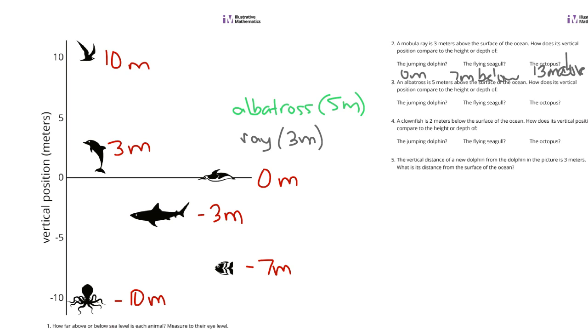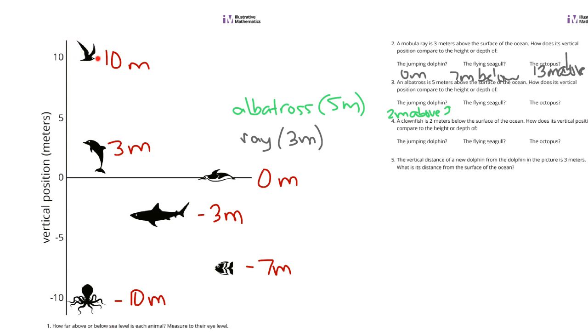How does its vertical position compare to the height of the jumping dolphin? Well, the jumping dolphin is below it, is it not? Jumping dolphin's here at 3 meters. And so the albatross is 2 meters above said dolphin. What about the flying seagull?